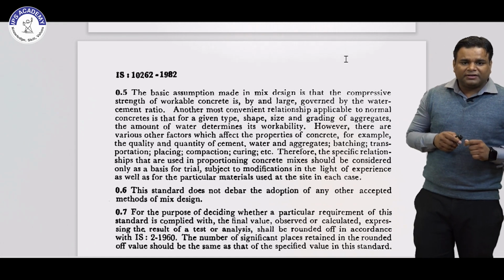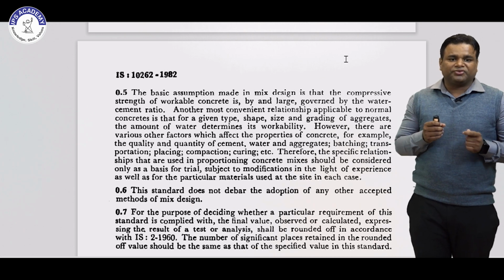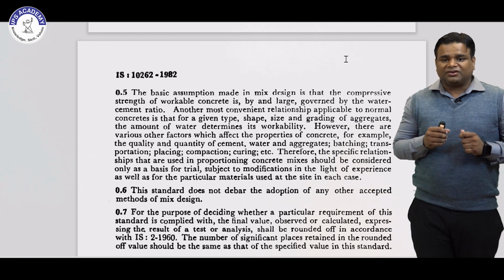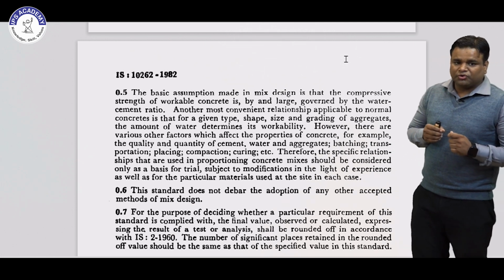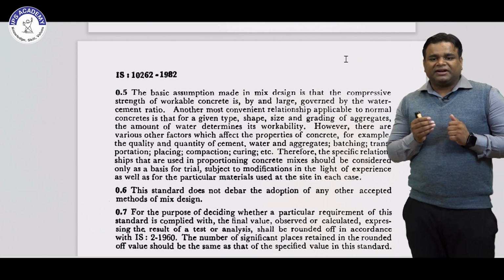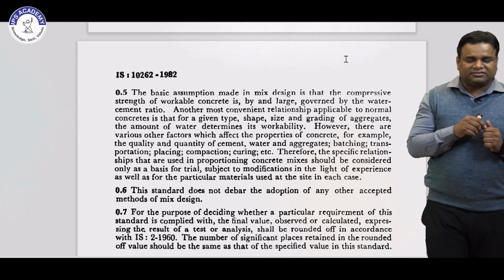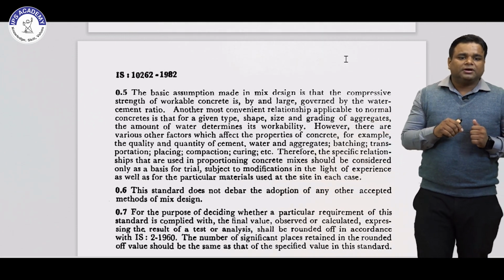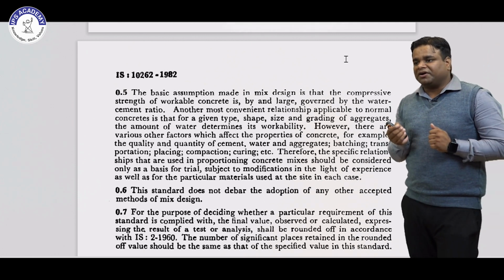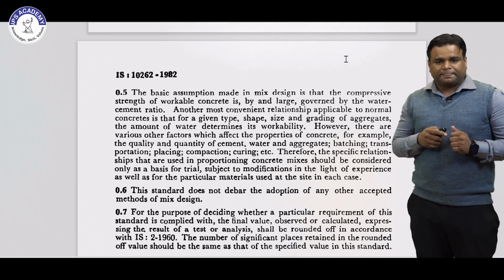So next point, they are giving the assumptions to get the mix design: the compressive strength of workable concrete is by and large governed by the water cement ratio. So in that clause they are saying that your concrete mix design is to get the compressive strength. So compressive strength is directly proportional to the water cement ratio. It is a very important relationship between the water cement ratio and the compressive strength in clause number 5.